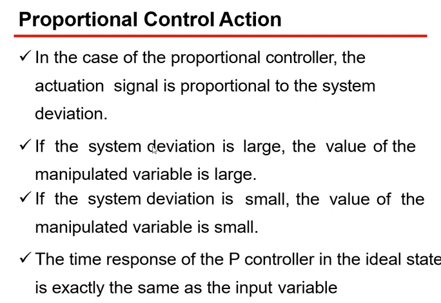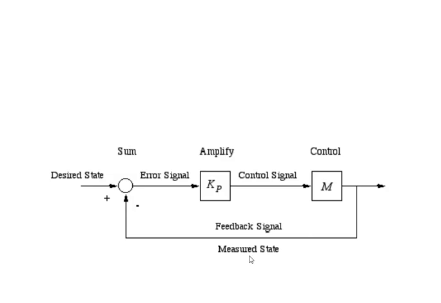That system deviation is given to you by the error signal. You have to understand this, because we have studied that basic diagram, which you have to keep in mind every time you are studying concepts like integral, derivative and all other things. So the time response of the P controller in the ideal state is exactly the same as the input variable. Let us see here.